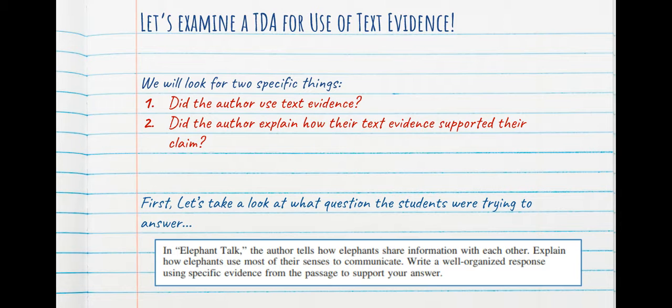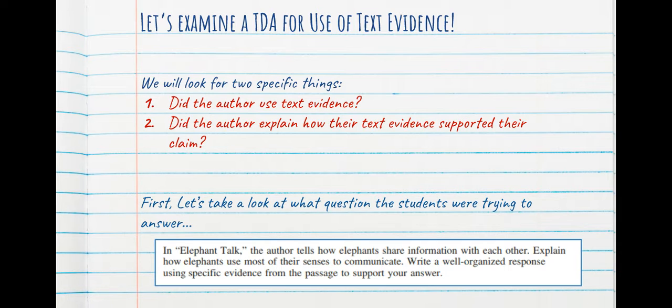So let's take a look at the question that the students were trying to answer. In Elephant Talk, the author tells how elephants share information with each other. Explain how elephants use most of their senses to communicate. Write a well-organized response using specific evidence from the passage to support your answer. That first sentence I can see right away is just giving me background information about the text. That doesn't give directions, so I know that the students aren't going to focus on doing anything with that first sentence, just background information.